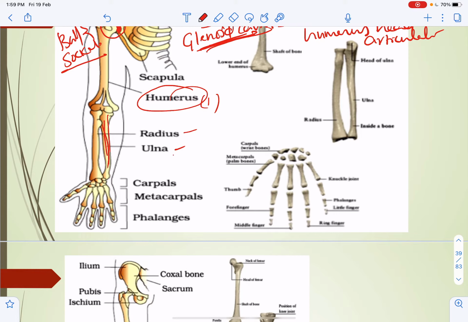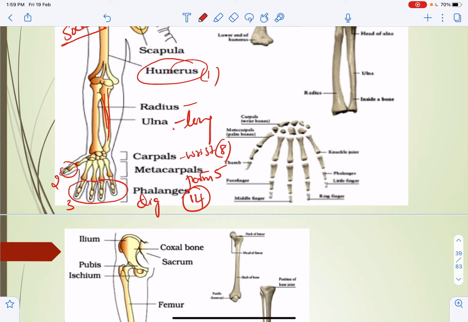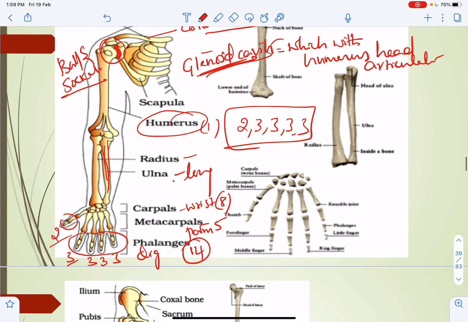So let us take the radius. This is the ulna, which is longer than the radius. Carpals form the wrist bones, and they are 8 in number. Metacarpals, the palm bones, are 5 in number. Phalanges, 14 in number, form the digit bones. Now the phalangeal formula: the thumb has 2 digits, and the index finger and the next ones have 3, 3, 3. So the phalangeal formula is 2, 3, 3, 3, 3. So the total is 14.